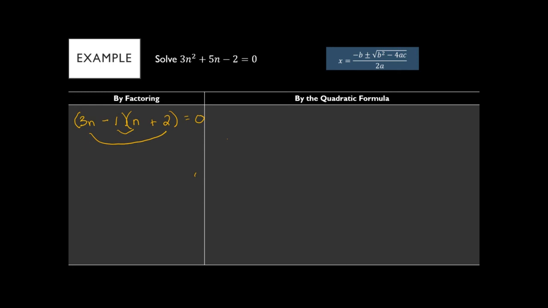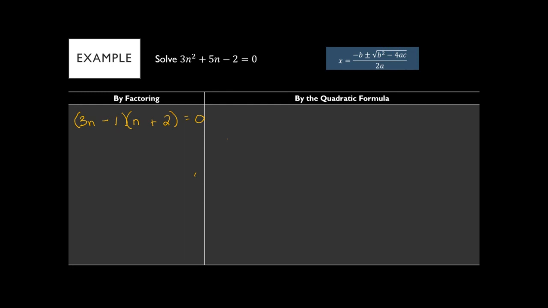So that gives me (3n - 1)(n + 2) = 0. So that gives me 6n - 1n, that gives me my +5n. And then I have a -1 times 2, that gets me my -2. And we know we have the 3n squared. So I factored, and it didn't really take much guessing and checking at all.